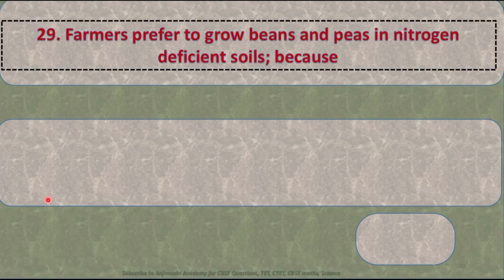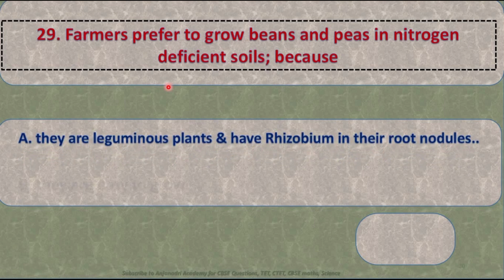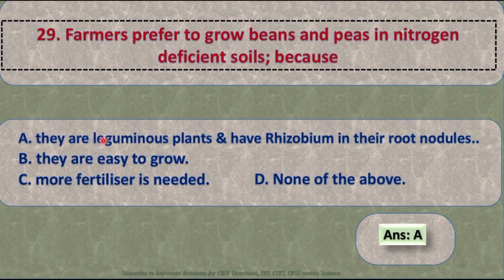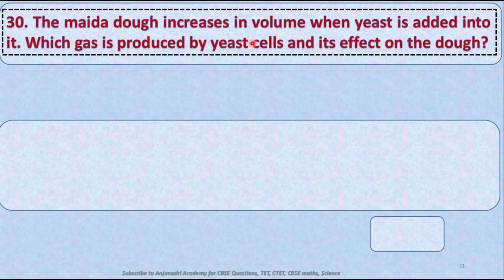Farmers prefer to grow peas in nitrogen deficient soils because they are leguminous plants and have rhizobium in their root nodules, they are easy to grow, more fertilizers is needed, none of the above. The correct answer is option A. They are leguminous plants and have rhizobium in their root nodules. Here is the next question.